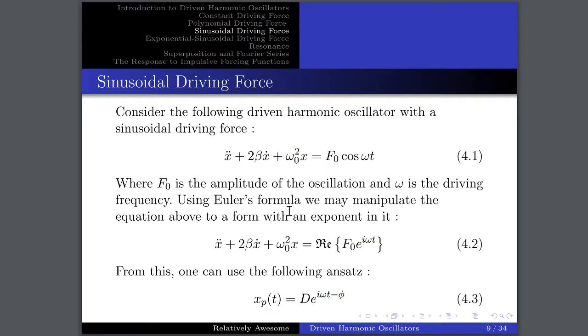Using Euler's formula, we may manipulate the equation above to a form with an exponent in it. And from this, we can use the following ansatz. We must state that we're taking the real part of e to the i omega t, which is the same as cosine omega t. And from this, we can use the following ansatz, where x sub p is equal to d e to the i (omega t minus phi), where d is some amplitude and phi is some phase angle.